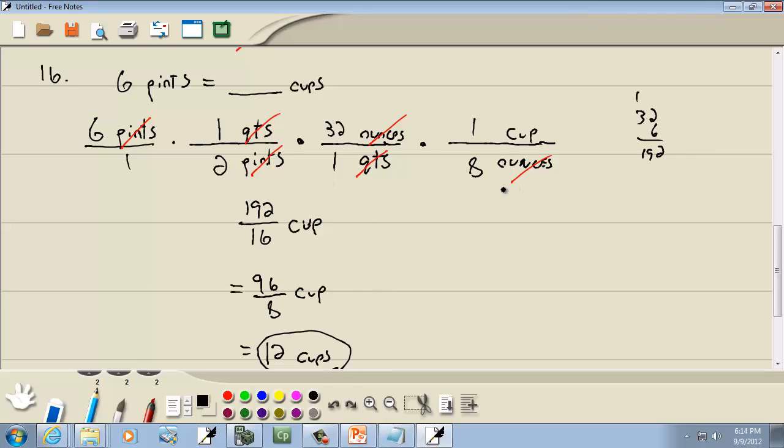Now, I don't have to worry about anything about how it's set up. All I have to know is pints is here, quarts is here, quarts is here, ounces is here, ounces is here. Much easier than trying to memorize formulas.